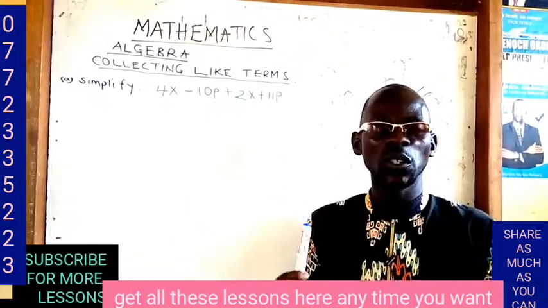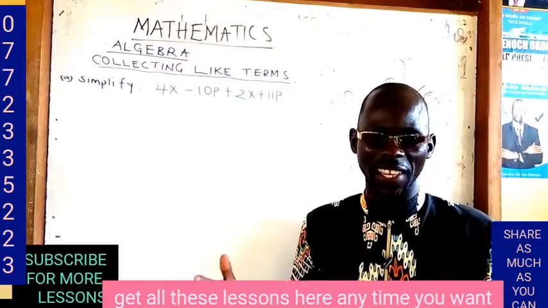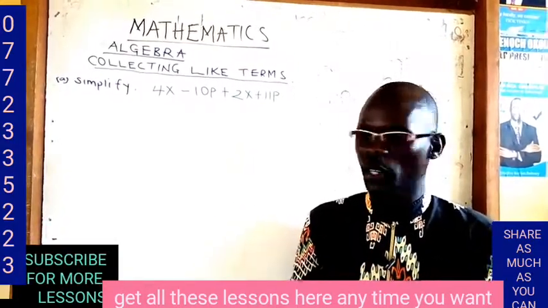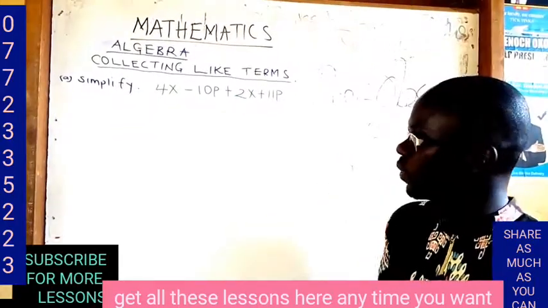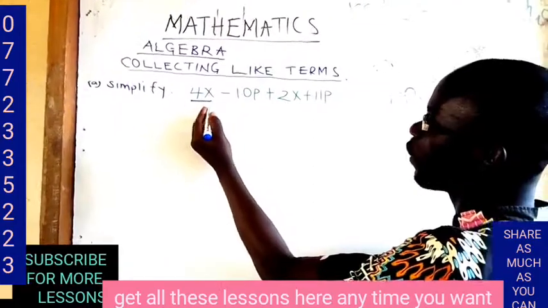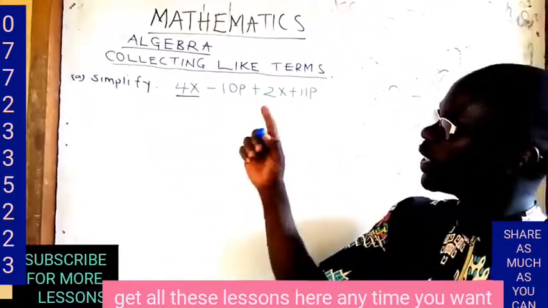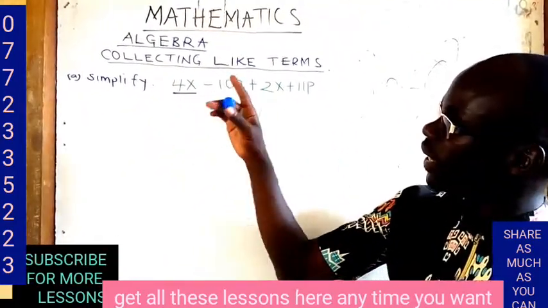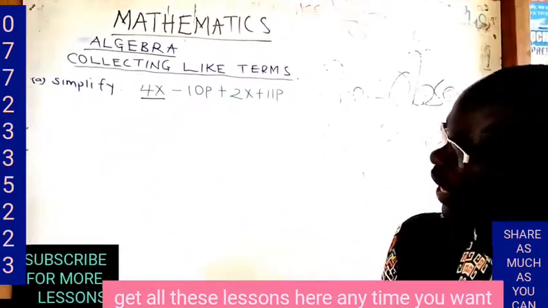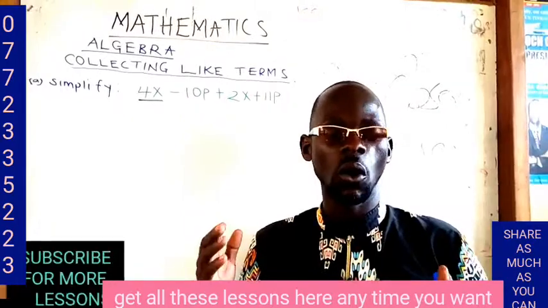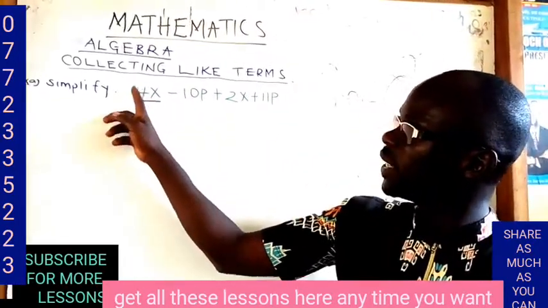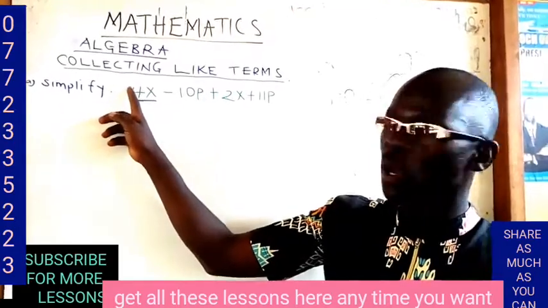We need to collect them. We need to see which ones look alike and which ones don't look alike, so that we bring them together and handle them based on operations. Now, the first thing that you must note is, when you get a term like this, for example, this is 4x. What do you think is the sign on this 4x? Remember, in integers, any term without a sign is called a positive term. That's why we look at 4x, there is no sign on it, so it's a positive.